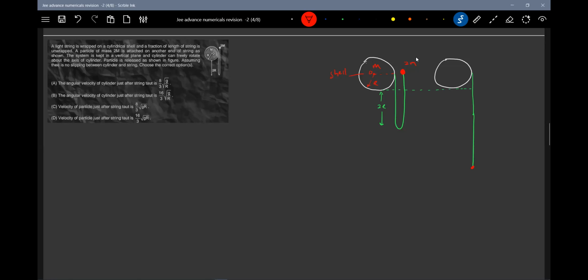2r and 2r and this is r, no? So altogether, how much length of the string should come here? 5r. Sir, in the diagram, it is above the center, no? Yeah, correct. Means it will be 6r. No, this r will remain as it is here.